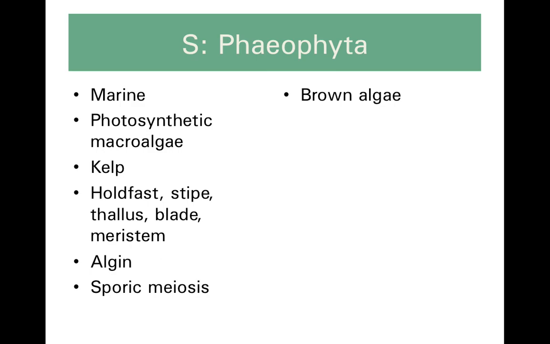And as they are macroscopic and multicellular, they actually produce different types of tissues. So they have a structure called a holdfast, stipe, which is kind of akin or analogous to a stem, a thallus. Thallus means body. A blade, like the blade of a leaf, and meristems, which are zones of active cell growth. They also produce a useful substance called algin, which they use to support the body underwater, and they engage in sporic meiosis, or alternation of generations.